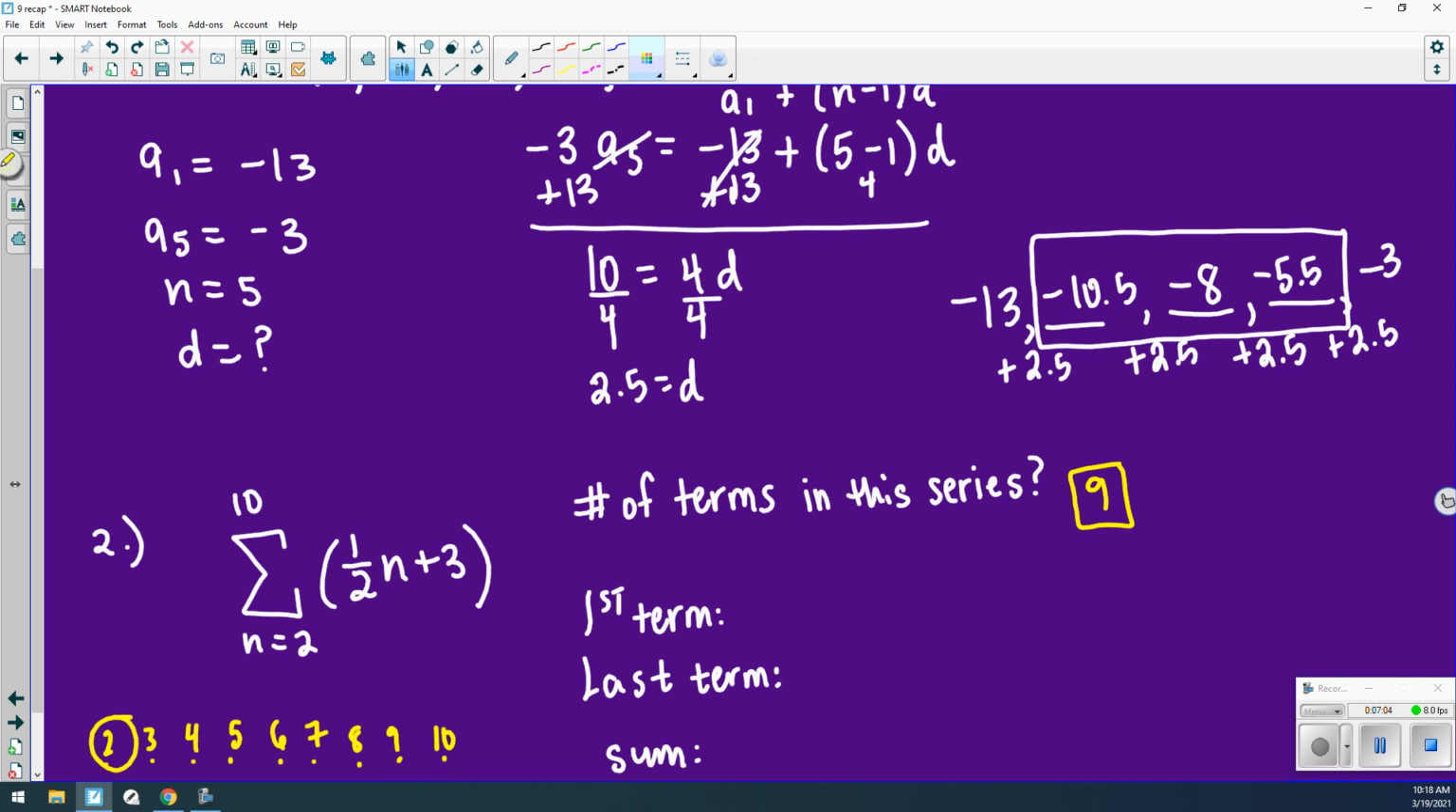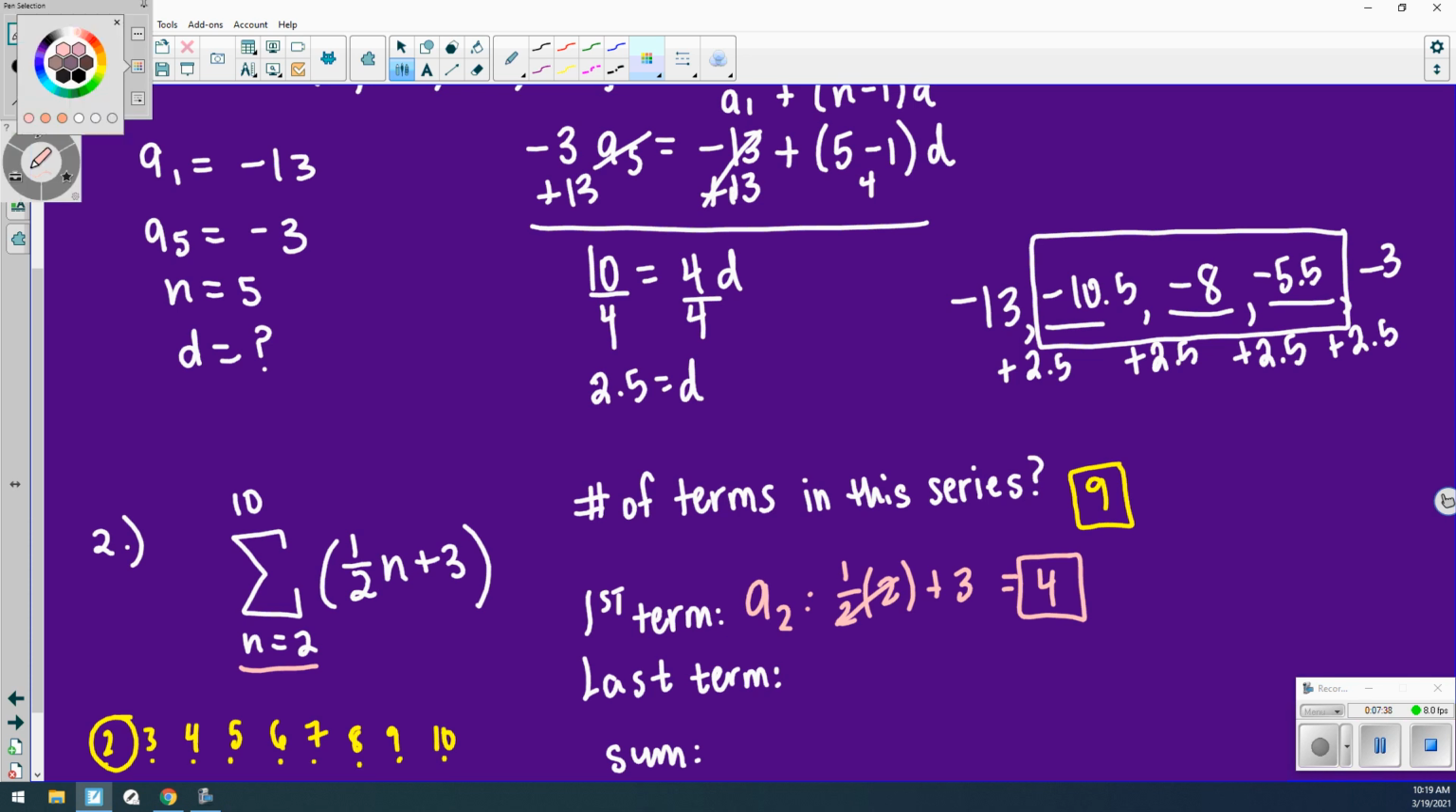So to find the first term in this series, what I need to do is find a sub 2, because I start here at 2, not 1 like normal. So to find a sub 2, the first term, I'm going to go 1/2 times 2 plus 3, which would really just be 1 plus 3 or 4. And then similarly, I can find the last term by evaluating a sub 10.